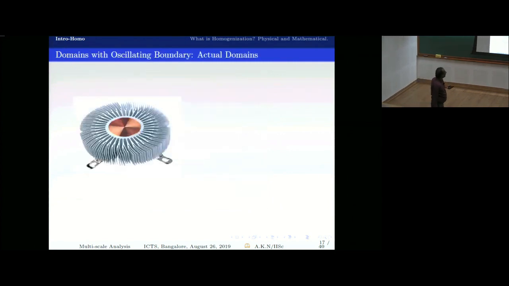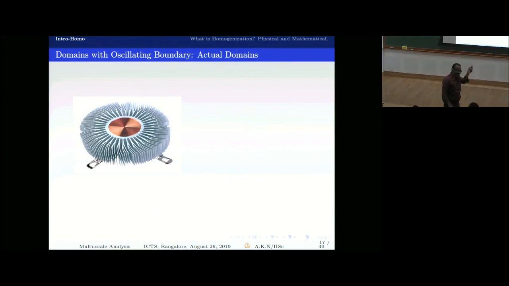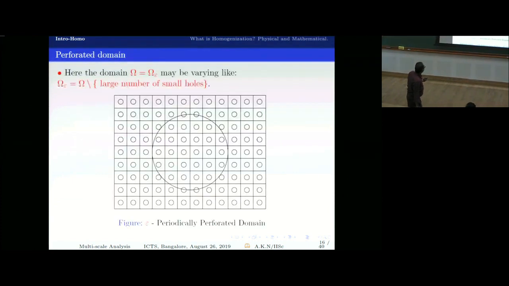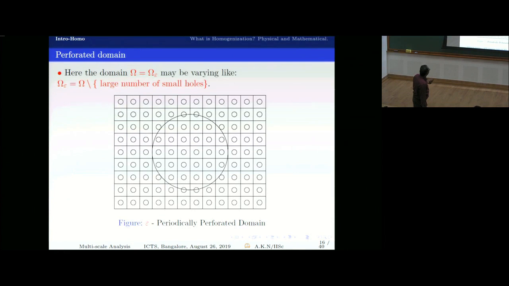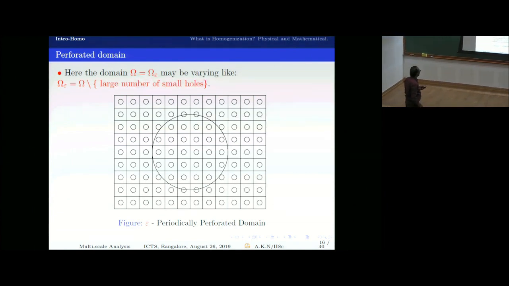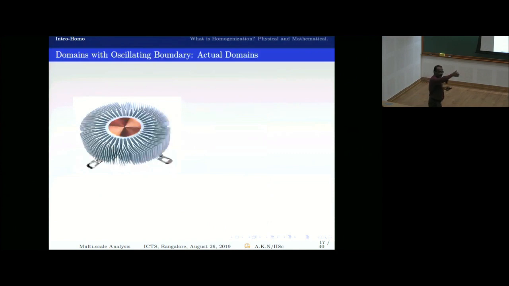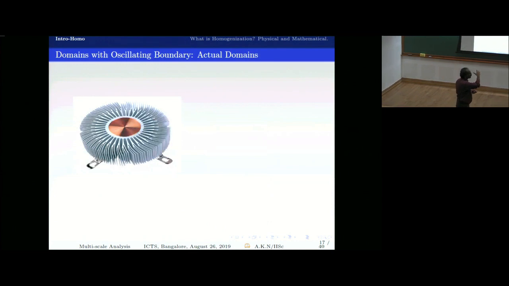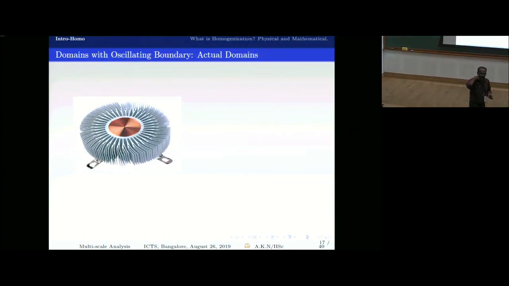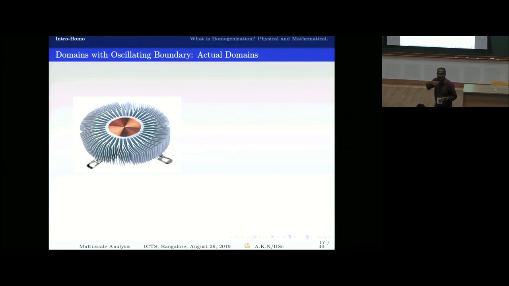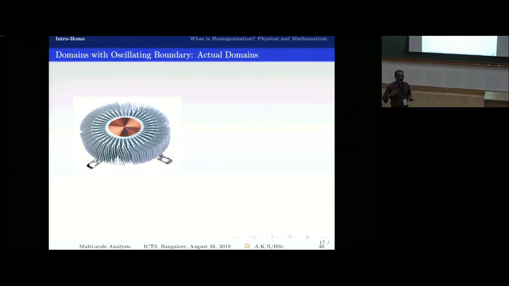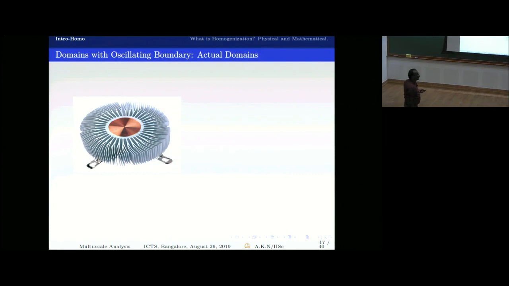So the third class, let me tell you. Initially I was working in perforated domains, my earlier work. But then about 10 years back, we started a new area, and all these students are working in this area. Let me tell you, domains with oscillating boundary. I think Professor Antonio will talk about all those things. He will give a series of lectures on domains with oscillating boundary, and I'm just giving you some examples.